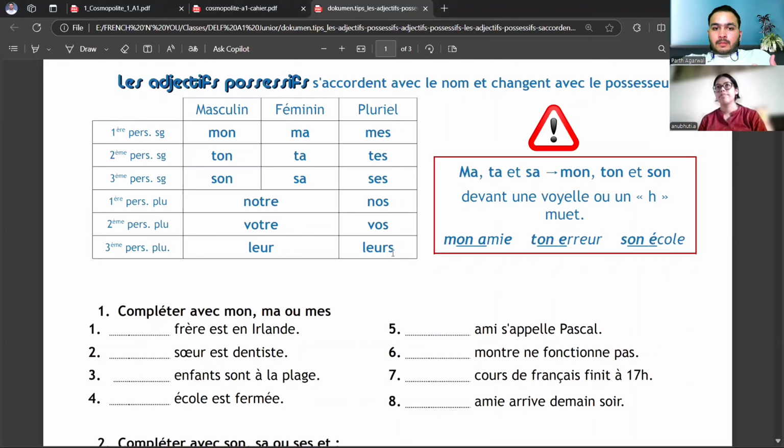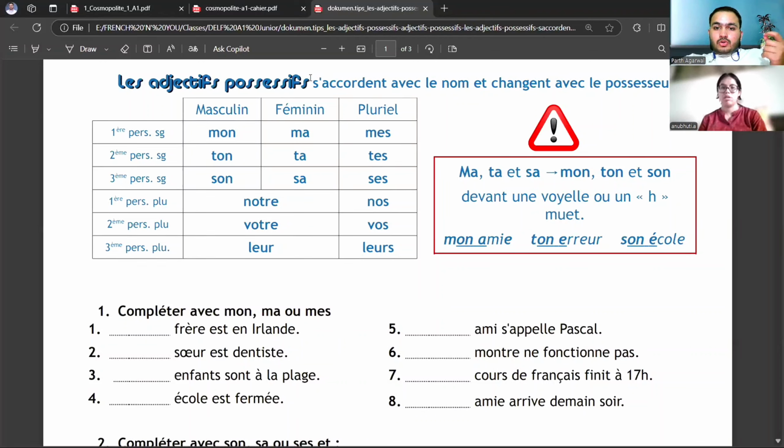मतलब अगर मैं बात कर रहा हूँ, these are my books. So books is a plural word here, right? And book in French is a masculine word. So masculine plural हो जाएगा वो, right?